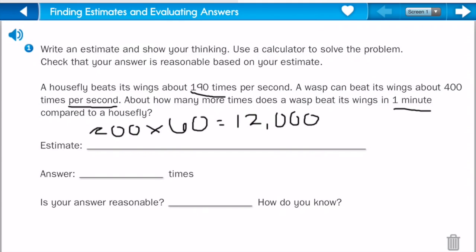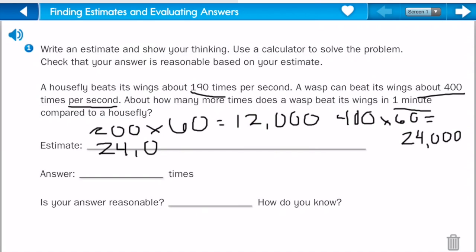Okay, a wasp can beat its wings about 400 times per second. So I'm going to leave 400 the way it is because that's going to be a number that's easy for me to multiply. And I'm going to get about 24,000. Alright, so now I need to subtract these. 24,000 minus 12,000, and that equals about 12,000.